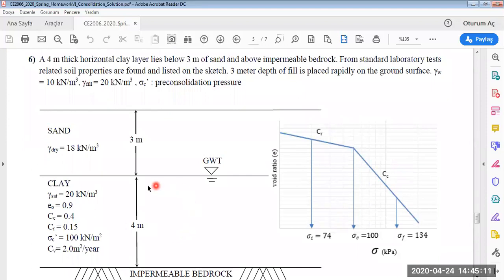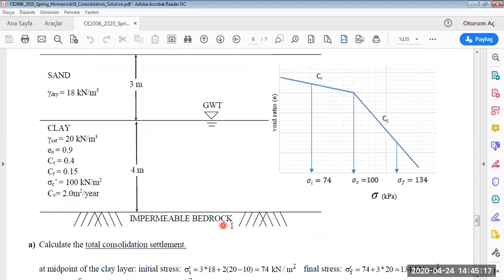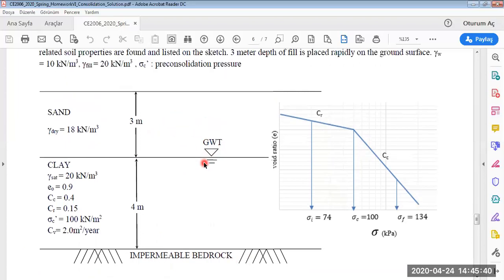Here again, there's a clay layer, there's a sand over it, and be careful about this. There's an impermeable bedrock here. When you are calculating the drainage path, we are going to use the whole thickness of the clay layer because there's no drainage from this part. There's only one-way drainage. It's from the top of the soil.